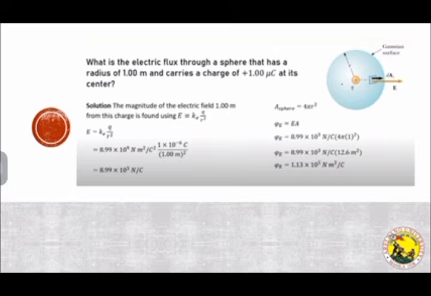You solve it like this. So we will have an answer of 1.13 times 10 to the fifth power newton meter squared per coulomb.